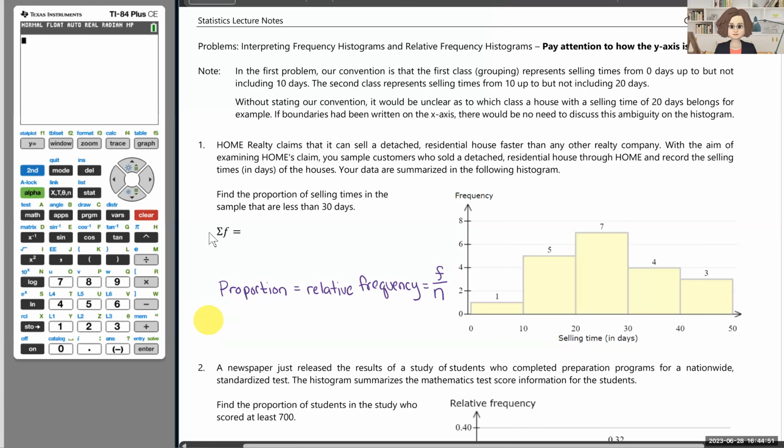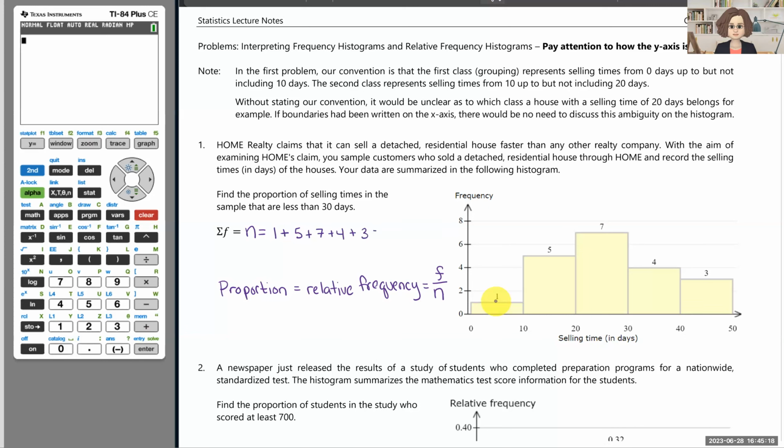So if I want to find relative frequencies, I'm going to need to know the number of data values, and we can find that by adding all of our frequencies. So there's our capital sigma for the sum of the frequencies. We're just going to take all the houses in each of these groupings: 1 plus 5 plus 7 plus 4 plus 3. And we can add those, and that will be 20 houses in total.